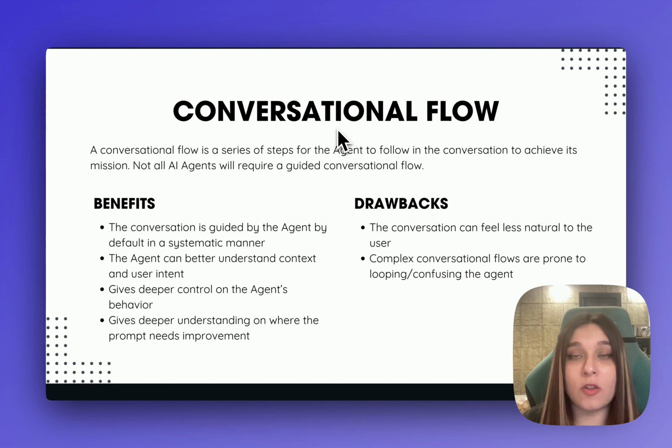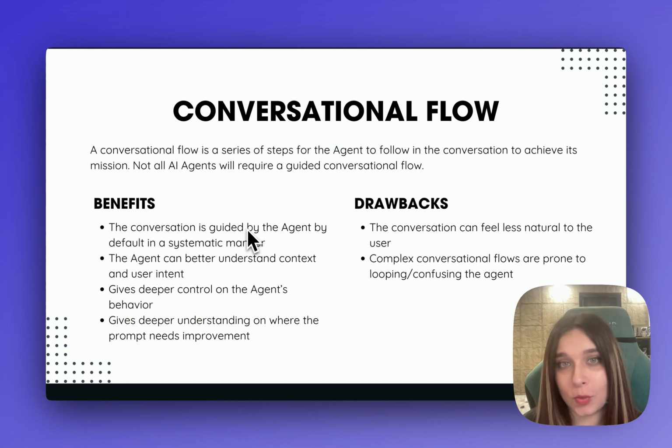The third component of prompting is conversational flow. This is optional but powerful for structured tasks. A conversational flow is a series of steps for the agent to follow in the conversation to achieve its mission. Not all AI agents will require a guided conversational flow, but if the AI gambit has to perform a complex task which is made up of subtasks, and those tasks require the user's input or the user has a role to play there, then having a conversational flow makes it easier for the agent to achieve its goals.